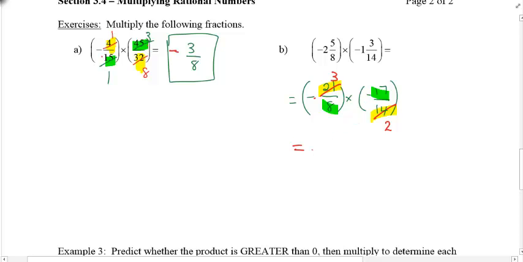Negative, negative is a positive, so 3 times 17 is just positive 51. 8 times 2 is 16. There's your answer, but once again, please change this back into a mixed fraction since the numerator is larger than the denominator. 16 goes into 51 how many times? Not once, not twice, probably 3 times. Has a remainder of 3 as well, so this just becomes 3 and 3/16.